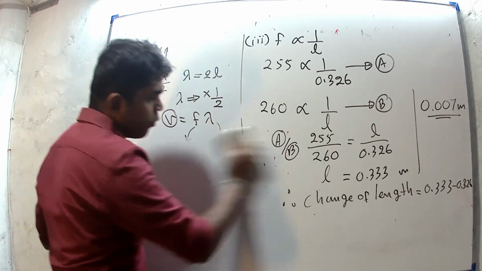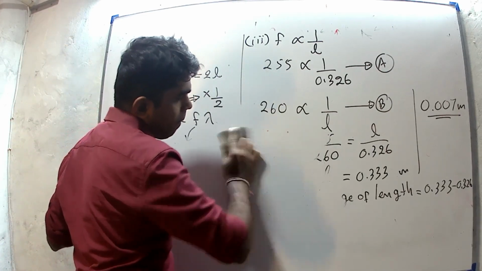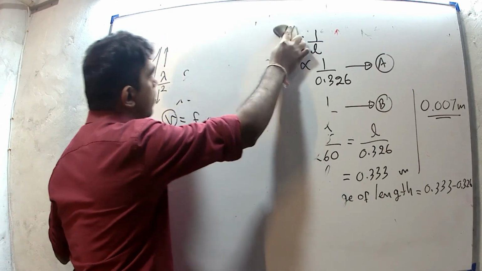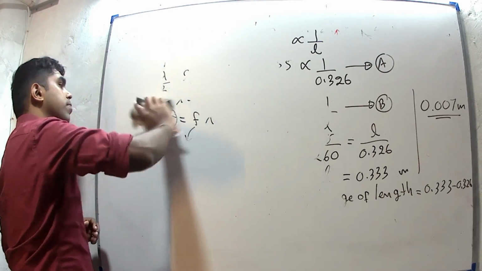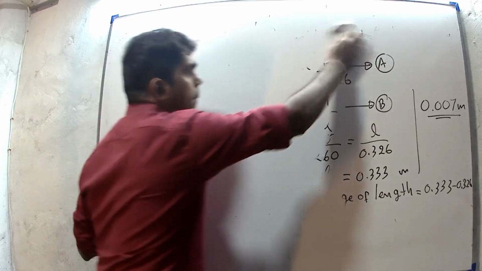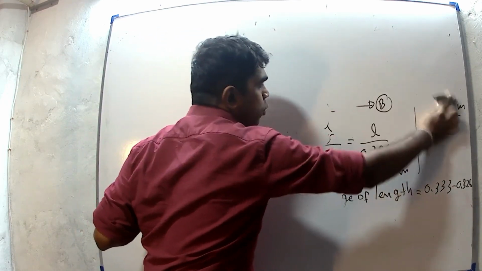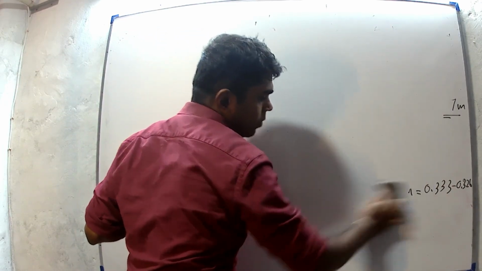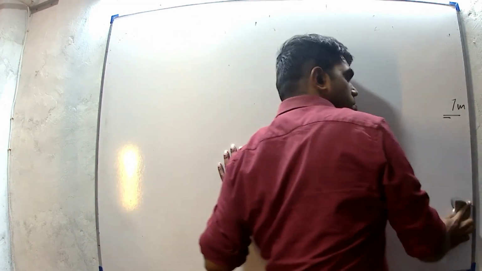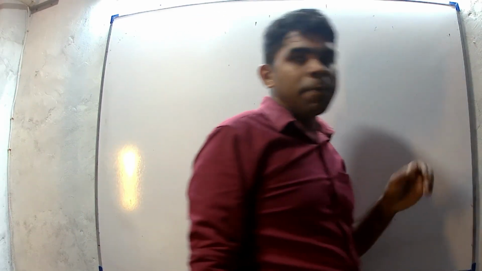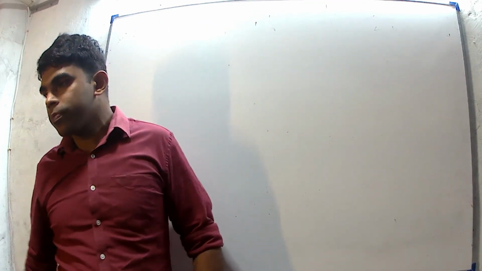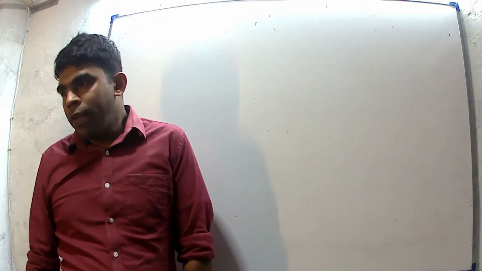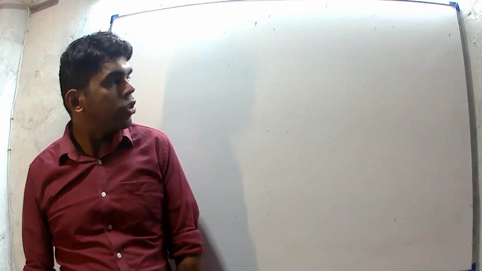The volume of a considered mass of air is inversely proportional to the pressure when the temperature remains constant.